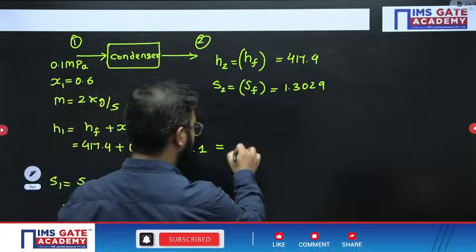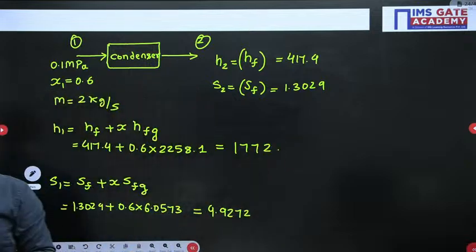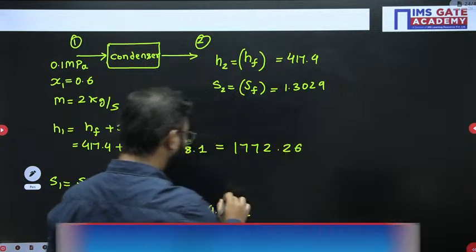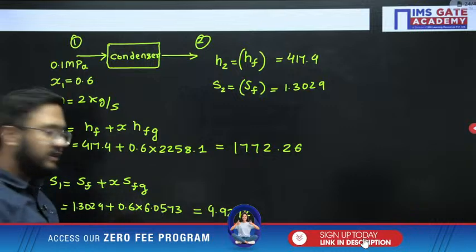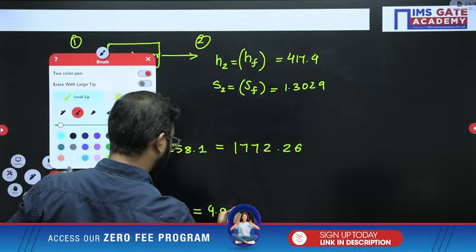It is approximately, just cross check, 1772.26, and this is coming around maybe small change because of calculation you have done. 4.9373 it is there.